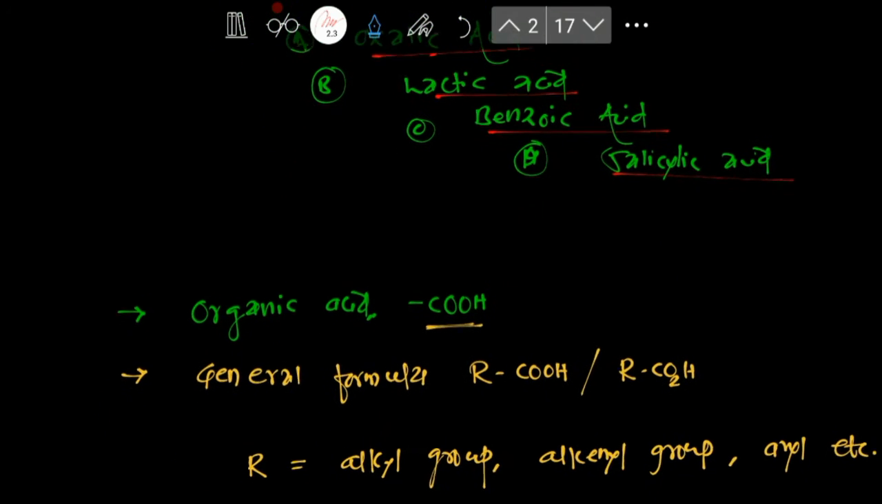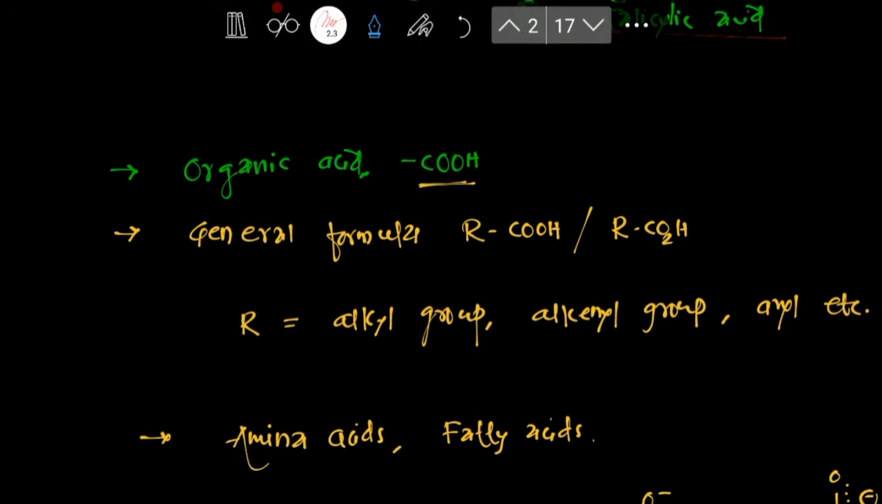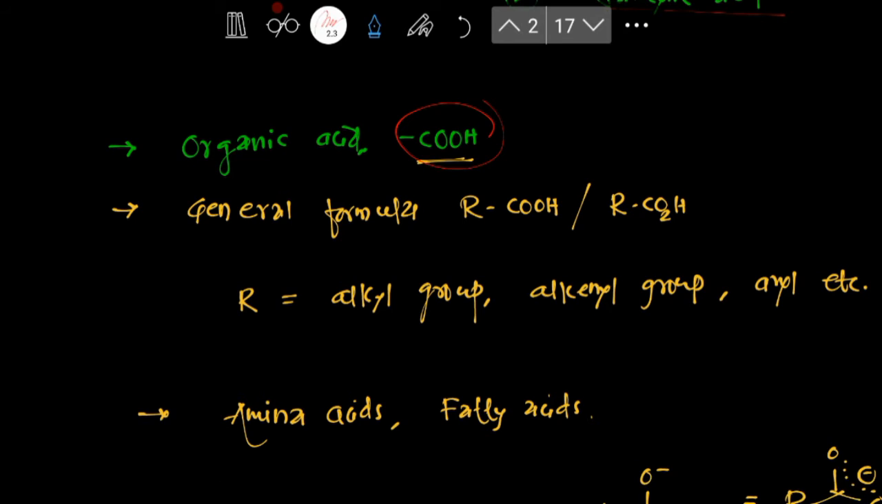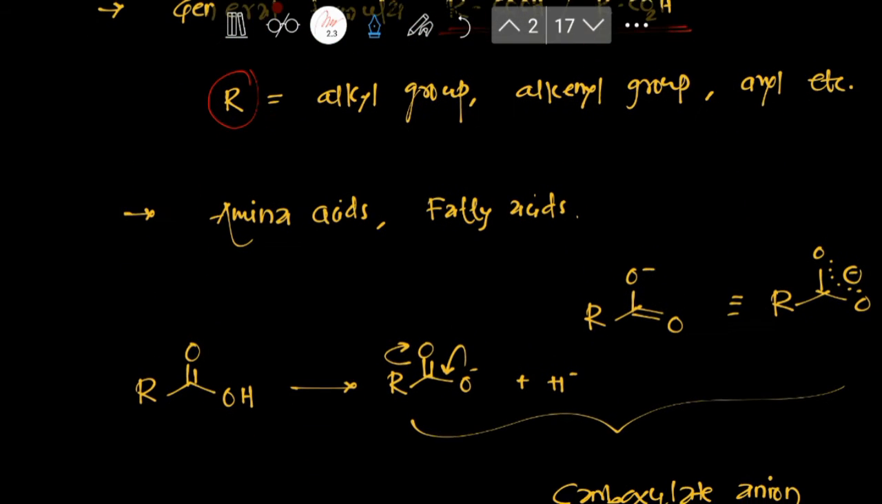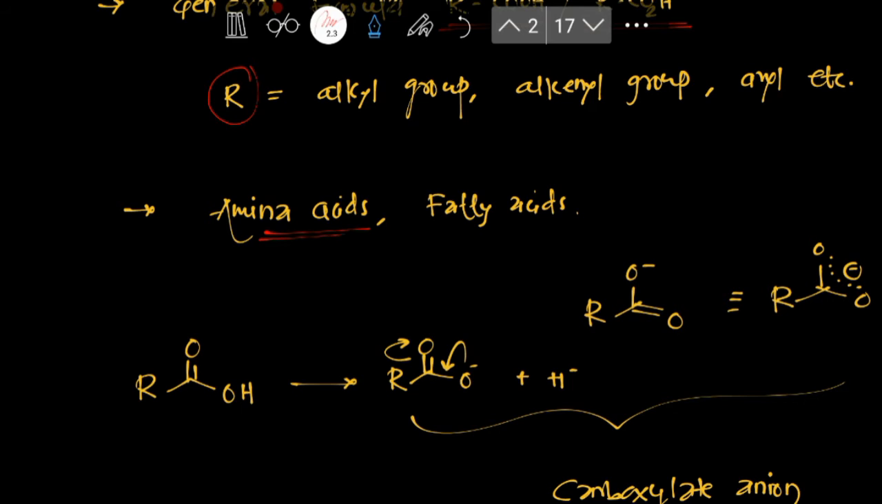Okay, so what is carboxylic acid now? Carboxylic acid is an organic acid having a COOH group. The general formula of any carboxylic acid is RCOOH, as I already told you, or simply represented as RCO2H, where that R is nothing but an alkyl group, alkenyl group, or one can say aryl, etc. Now the importance of carboxylic acids: they are found in amino acids, which are the building blocks of proteins, and also found in fatty acids.